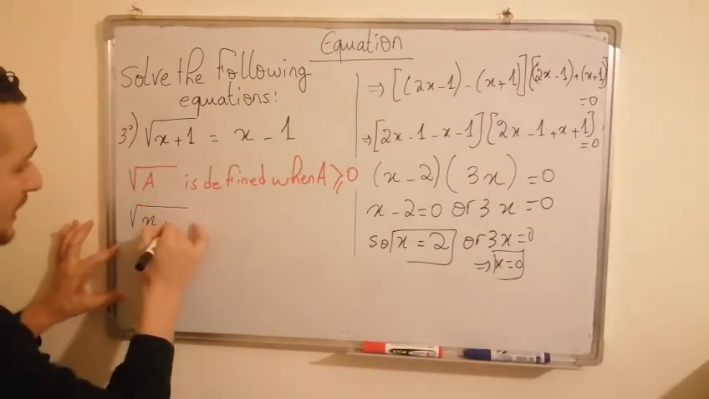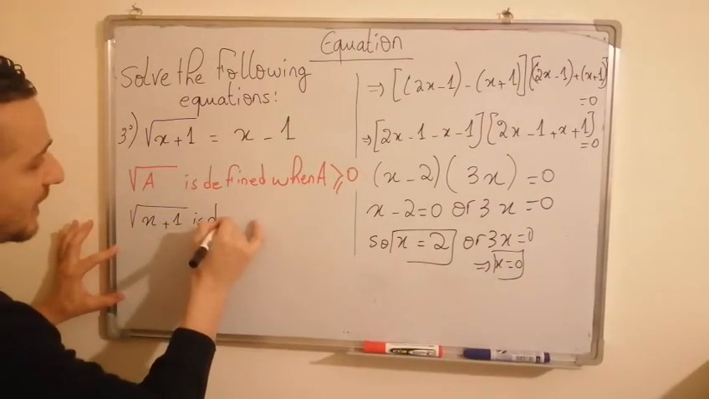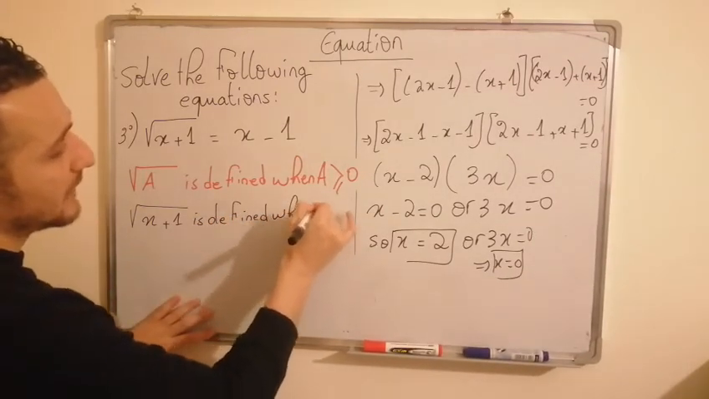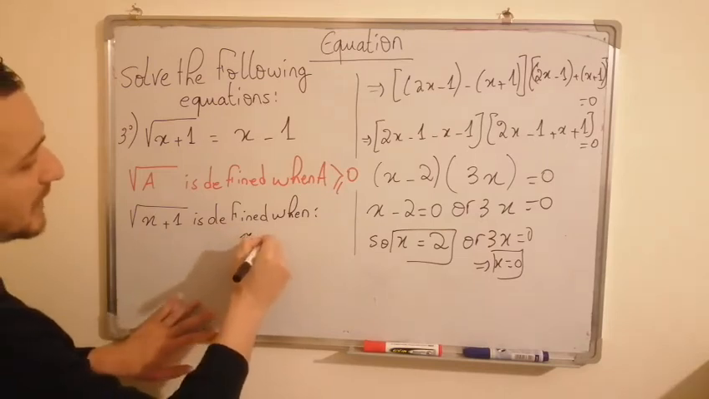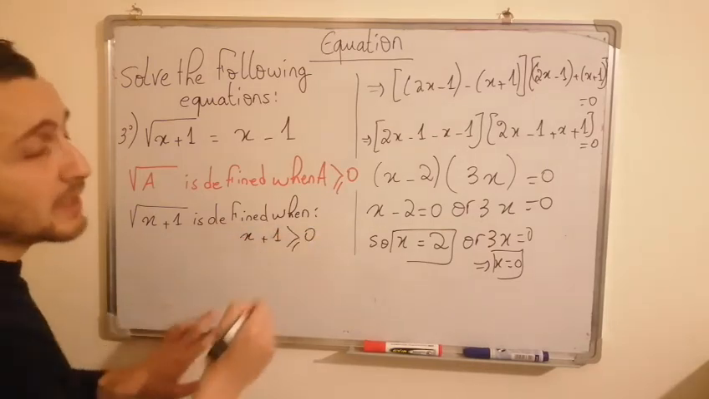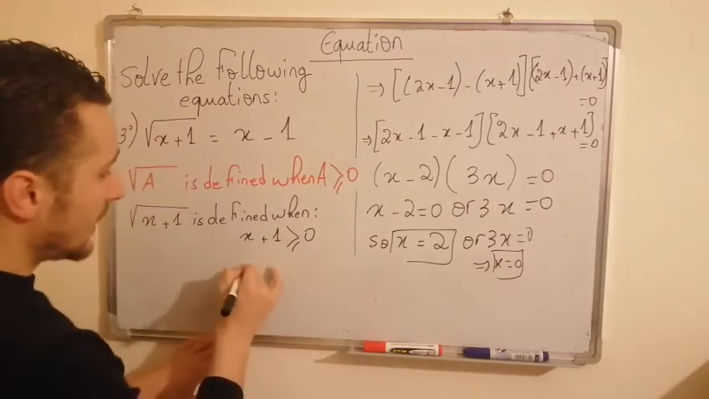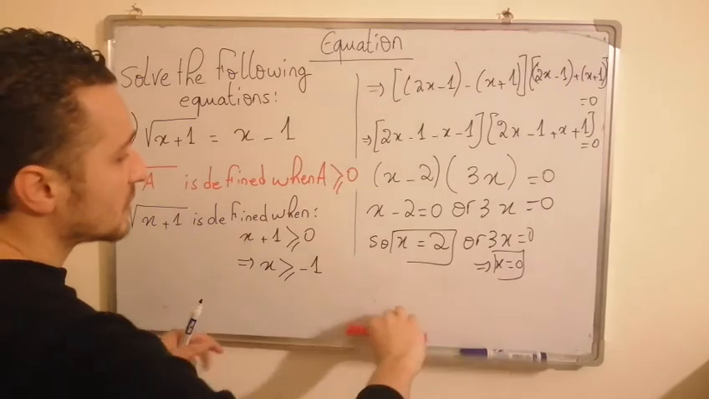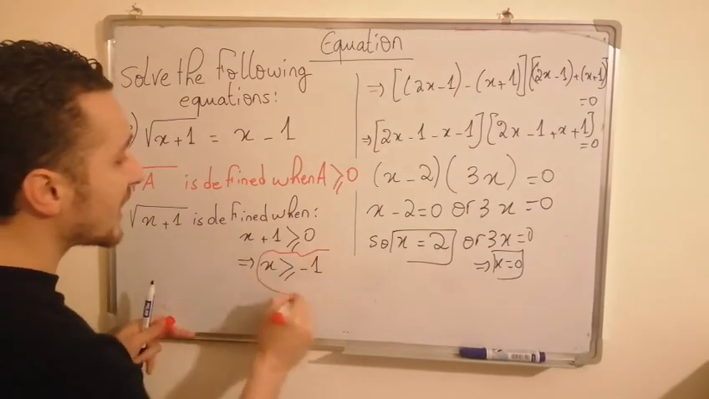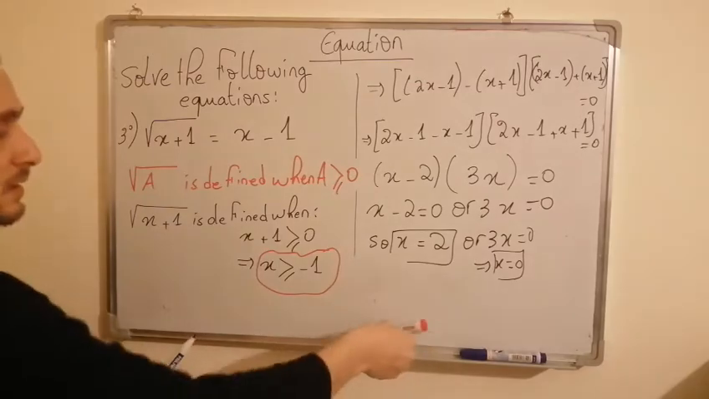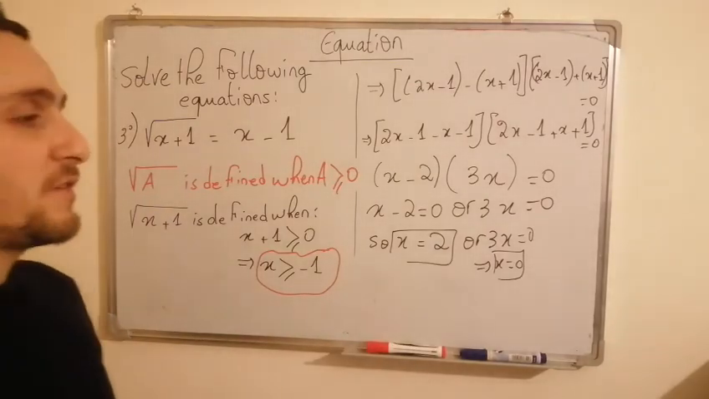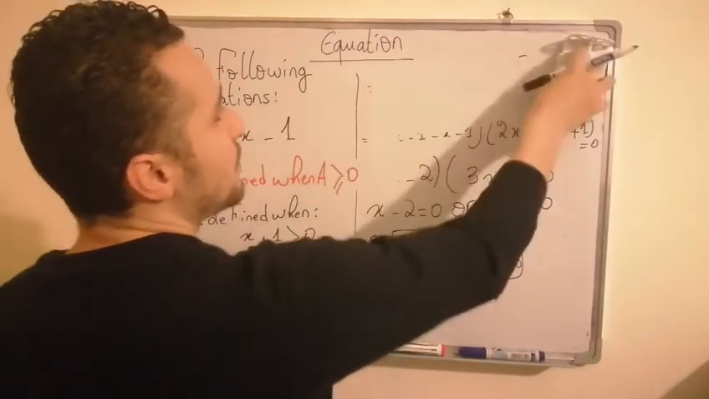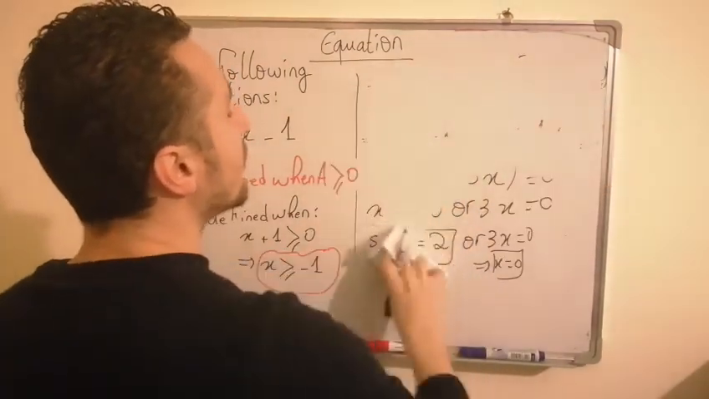Radical x plus 1 is defined when the quantity in the radical, I mean x plus 1, is bigger than or equal to 0. Implies x bigger than or equal to minus 1. So now we find the condition or the domain of definition of this expression. Second step is to solve the equation.